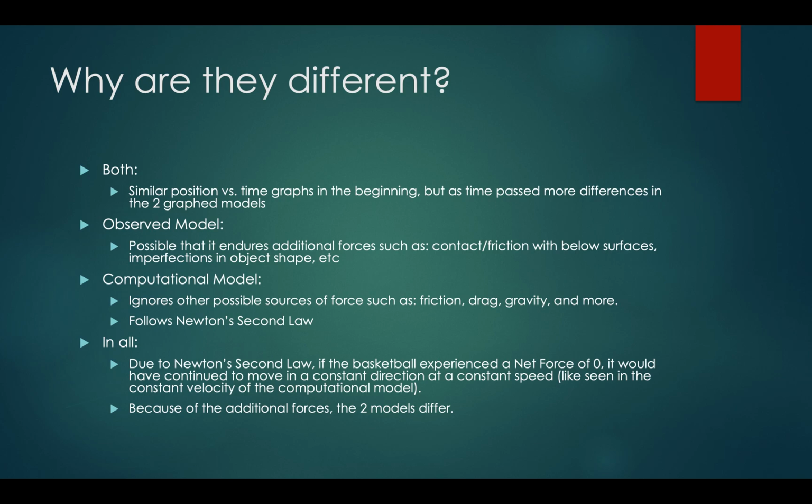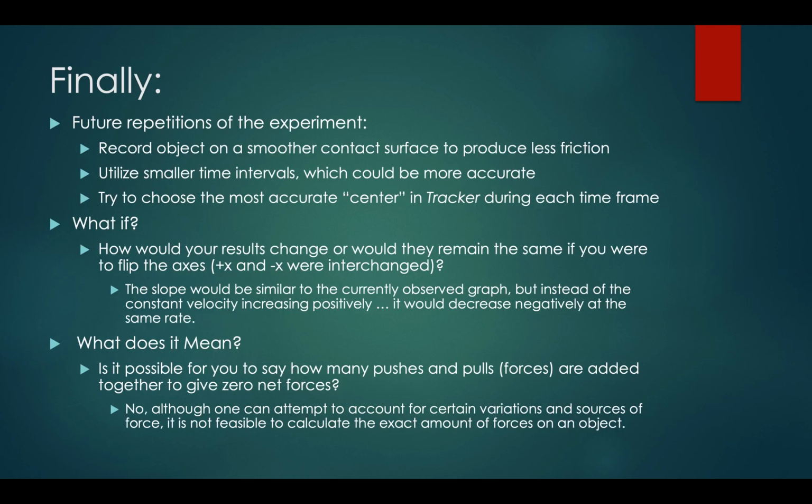In all, due to Newton's second law, if the basketball experienced a net force of zero, it would have continued to move in a constant direction at a constant speed, like seen in the constant velocity of the computational model. Because of these additional forces, the two models differ. Finally, in the future, I would record on a smoother contact surface, utilize smaller time intervals, and try to choose a more accurate center in the app Tracker to produce more accurate results.